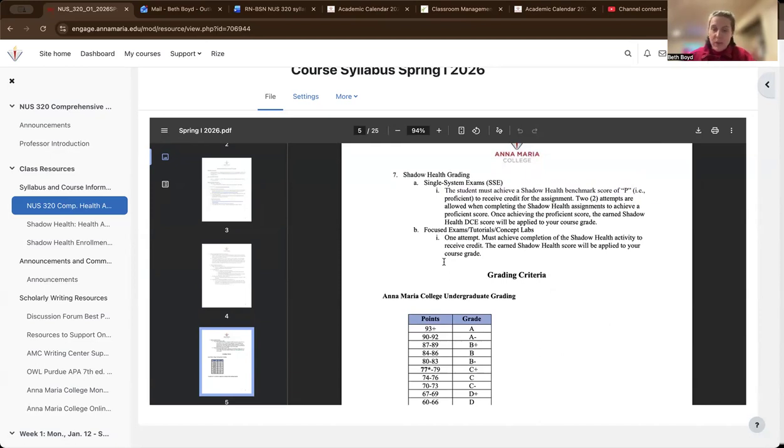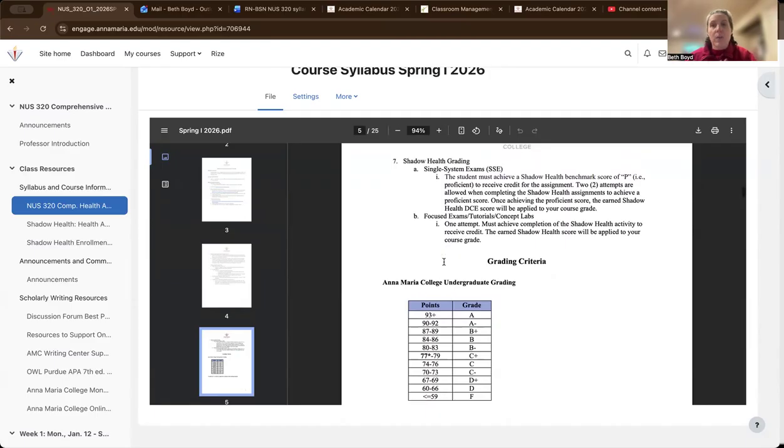So if you go through that and the system says that you got a 90%, then a 90% is what I'm going to be putting in the grade book. And I will be able to see if you have taken these more than 1 or 2 times.